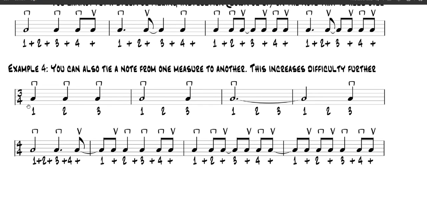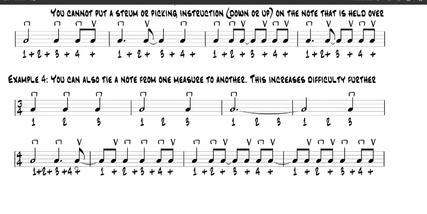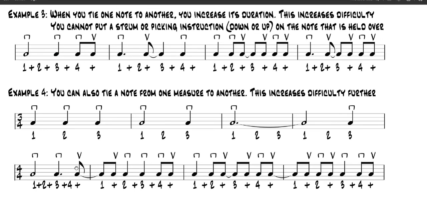So down here, it shows you something in 3/4. The thing about that is that you can't write a 4 here, so it only goes up to 3. 1, 2, 3, 1, 2, 3. So if you write 4 over here, that's wrong. 3/4 only goes up to 3, 4/4 only goes up to 4. So no more, no less.